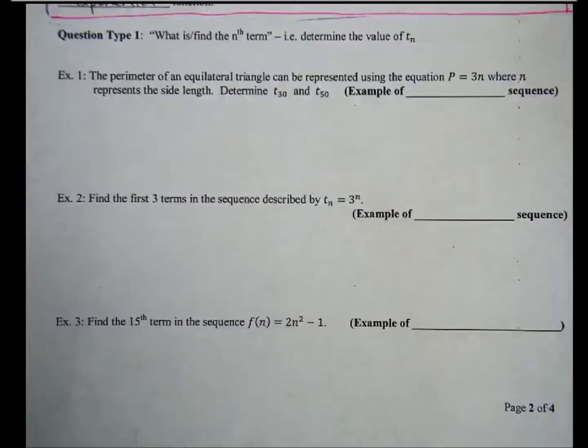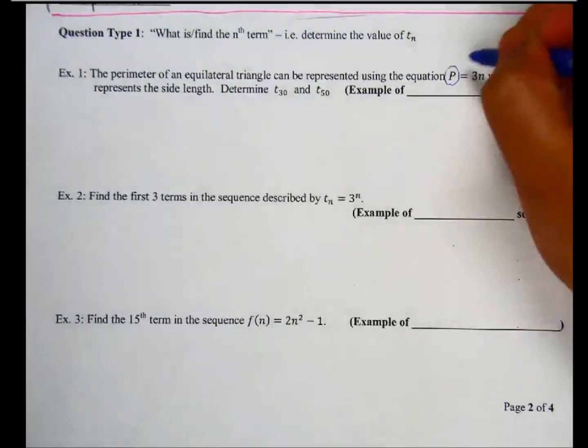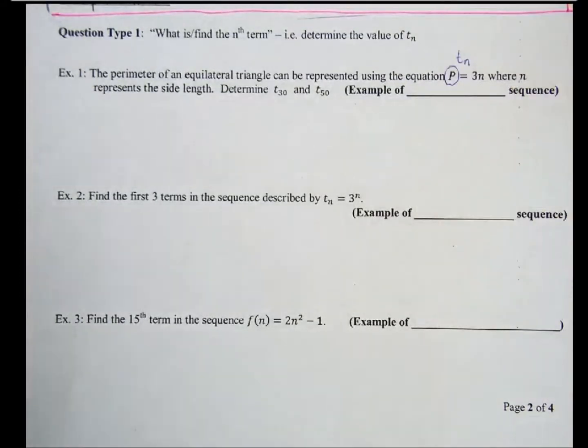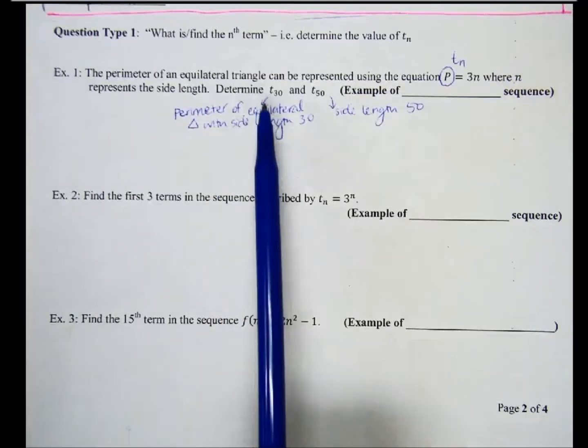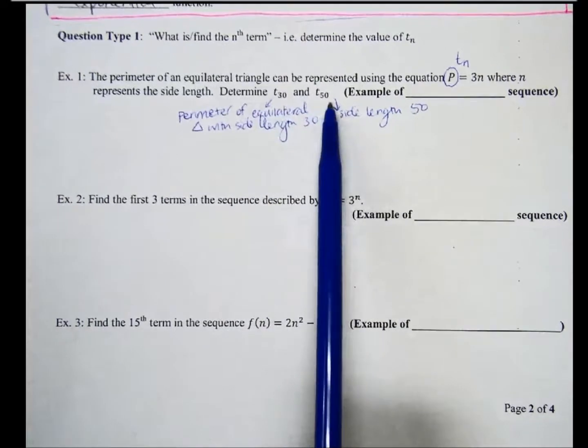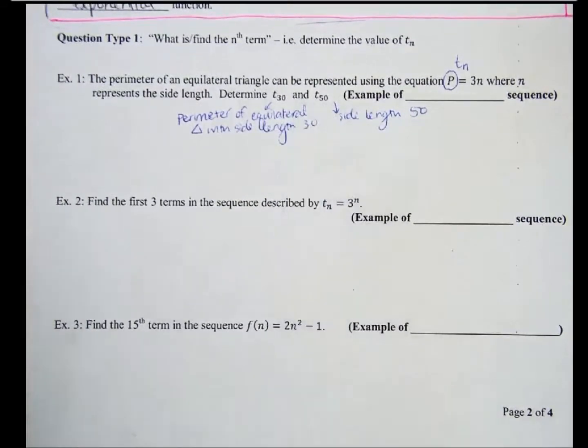All right, let's go over some different question types that you'll encounter. The first one is what is, or find, the nth term. So 10th term, 20th term, millionth term. This is asking you to determine the value of t subscript n. So in this first example, the perimeter of an equilateral triangle can be represented using the equation p equals 3n. So p in this case could be t sub n, where n represents the side length. Determine t30 and t50. Basically, this is asking you to find the perimeter of an equilateral triangle with side length 30, and this is asking you to find the perimeter of an equilateral triangle with side length 50.